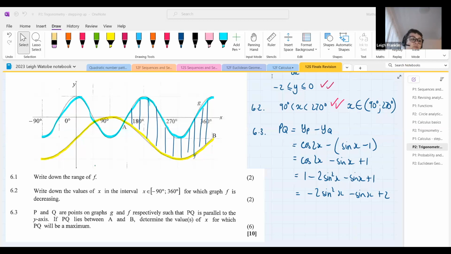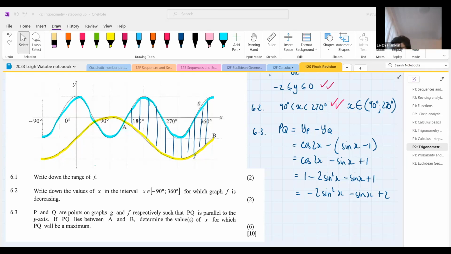So if we can't use a derivative, how else do we know how to find the maximum length of a line? Bearing in mind that we've got minus 2 sine squared x minus sine x plus 2. What do you think? No, we're not going to factorize. Remember, we want to try and find the maximum length of the line.